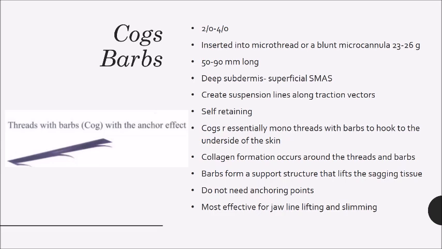Collagen formation occurs around the threads and around the barbs. They form a support structure that lifts the sagging tissue, and they usually do not need anchoring points. The barbs do anchor the thread and underhook it under the skin. They're most effective for jawline slimming.